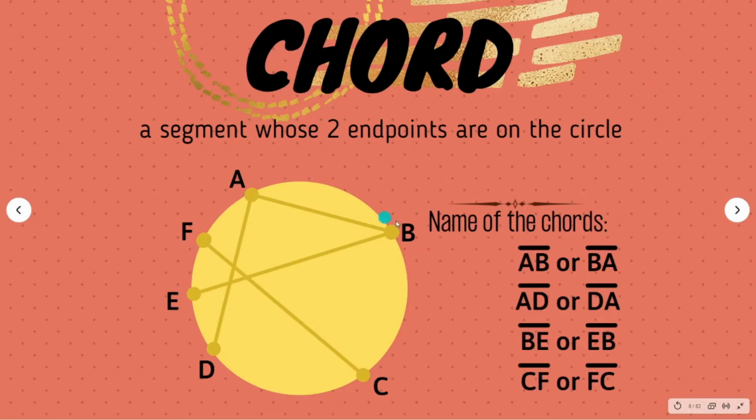Line segment AB, or line segment BA. Line segment AD, or line segment DA. Line segment BE, or line segment EB. Line segment CF, or line segment FC. In total, 4 chords.